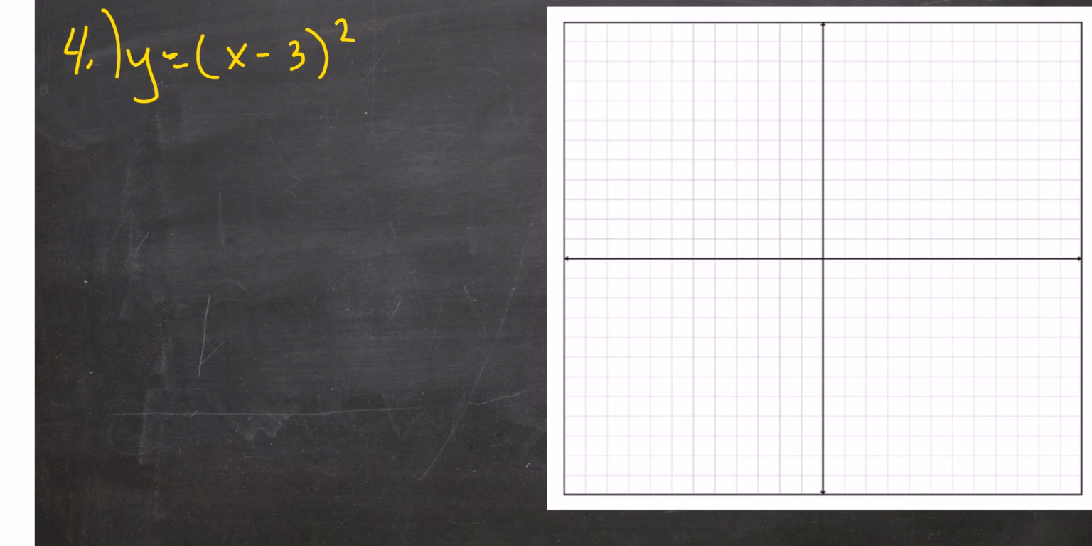Alright, so number 4, we have vertex form. So the first thing to do is find A, H, and K. So A is 1. Remember, if you don't see a number, it has to be 1, for A. H, we don't trust the dirty H hanging off the X. So although it says negative 3, I must change that to positive 3. K is right there. There is no K, so this time K is 0. That means my vertex is going to be at 3, 0.